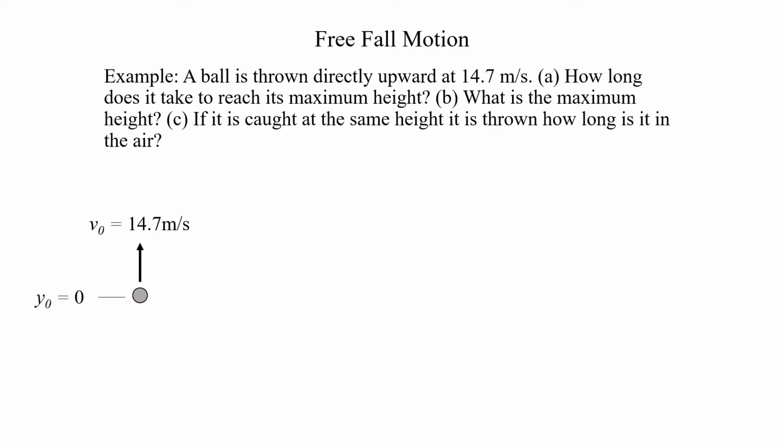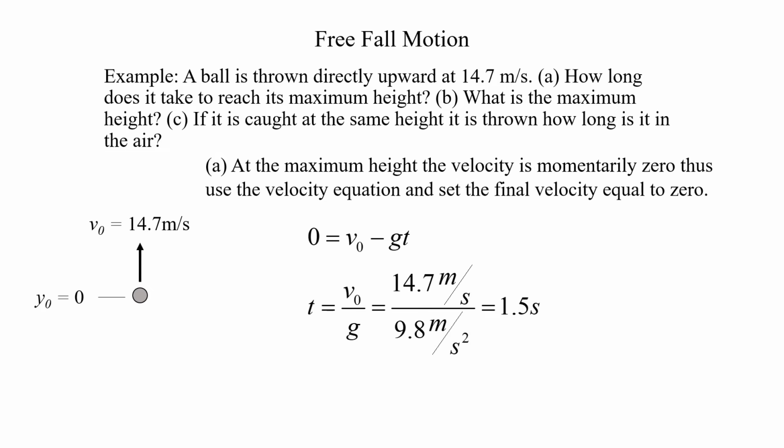So we can use our kinematic equation of velocity as a function of time, set that equal to 0, and find out what the time is when the velocity is 0. The velocity is v equals v naught minus gt. So we set that equal to 0 and solve for t, and we get t equals v naught over g. The v naught was 14.7 meters per second. g is 9.8 meters per second squared. And so that reduces to 1.5 seconds. So that's how long it takes for it to run out of velocity. And at that point, it will be at its maximum height.